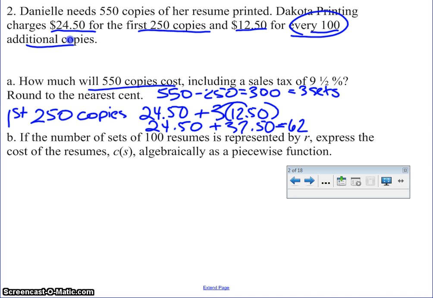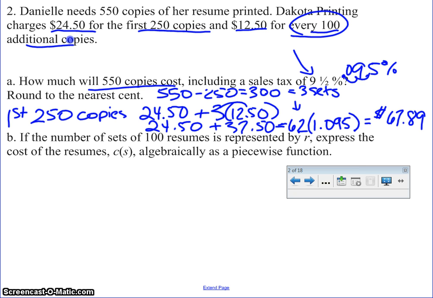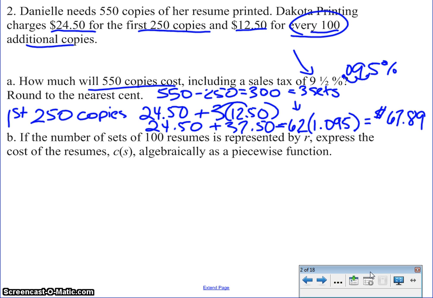Now, the difference between this one and the first question is that it also says we need to add in our tax, and we've got 9.5%. If I move that to a decimal, I'm looking at 0.095. But I'm also looking at the whole. So if I would like to do this in one step, I'm going to multiply by 1.095, the 1 being the whole, or the 62, and the 0.095 being the tax. When I do that in the calculator, I get a total of $67.89.